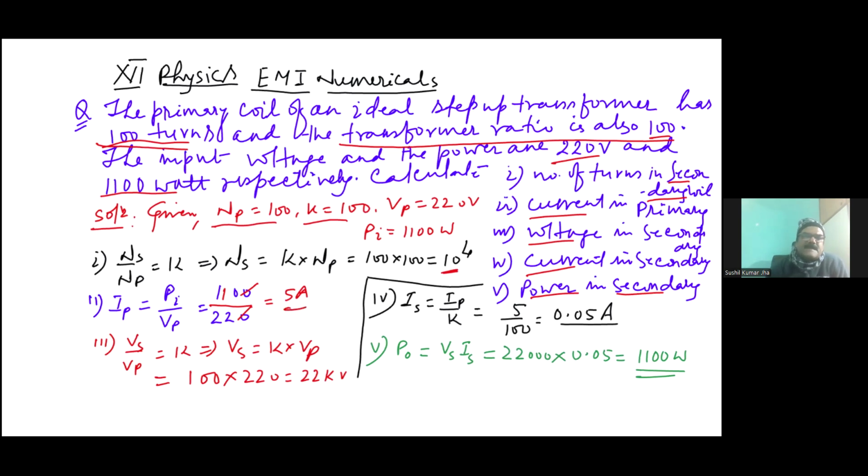Third is voltage in secondary. Again, ratio of voltage in secondary to the primary is K, transformer ratio. So Vs will be K times Vp. Value डाल दी, K 100, Vp 220, thus we get 22 kilovolt. Fourth is current in secondary. Current हम जानते हैं कि ratio of current, which is primary to secondary, is K. Therefore, I in secondary will be Ip divided by K. Ip 5 we have just found, divided by 100 transformer ratio, thus we get 0.05 ampere.